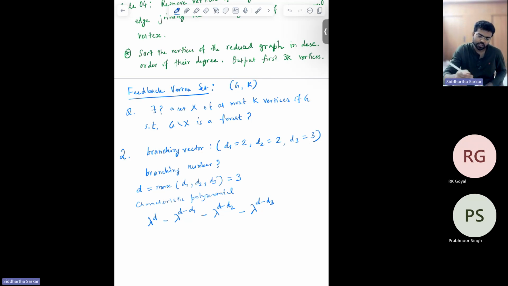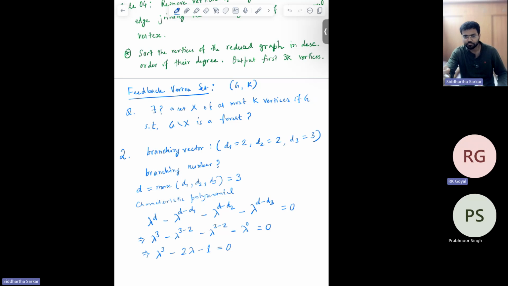Okay, so let us put the values. Set it to 0. So d is 3, d1 is 2, 3 minus 2, 3 minus 2, and d3 is 3. So this is what we have. The equation becomes lambda cubed minus 2 lambda squared minus 1 equals 0. Now you have to find the positive root of this equation. That is your corresponding branching number.